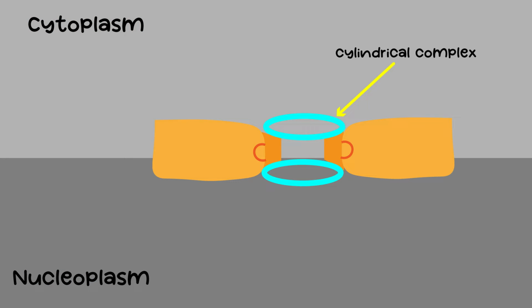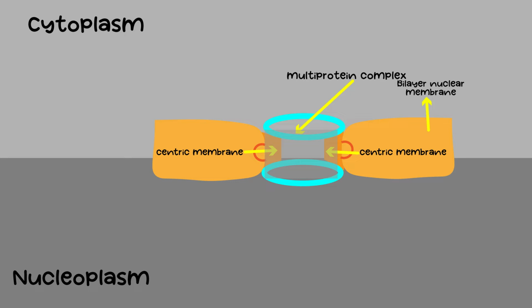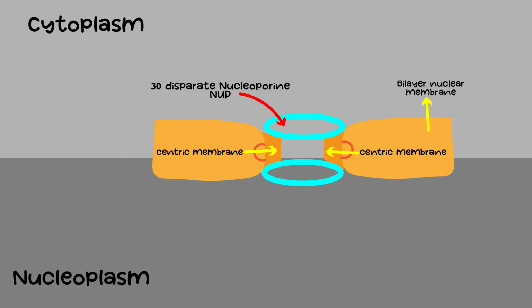Every nuclear pore is surrounded by a cylindrical complex. Both concentric membranes of the nuclear envelope fuse with a multi-protein complex made up of about thirty distinct proteins termed NUPs, or nucleoporins. The nuclear pore complex possesses octagonal symmetry. The structure of the nuclear pore complex comprises the following key elements.